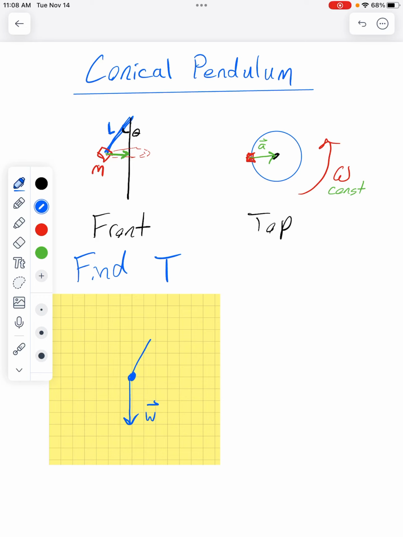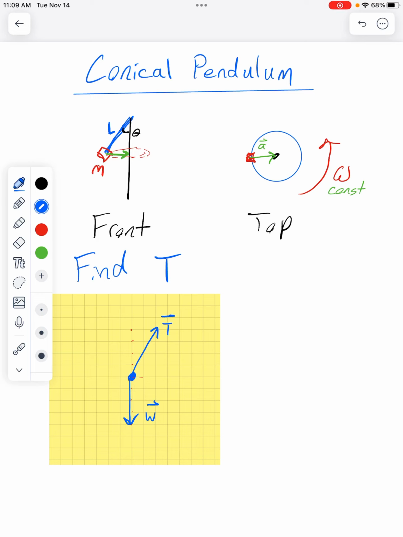Well, if the acceleration is pointing exactly to the right, then that means F net needs to be pointing exactly to the right, which means the vertical forces, up and down, need to cancel out. So this net force is going to be due to the x component of the tension.